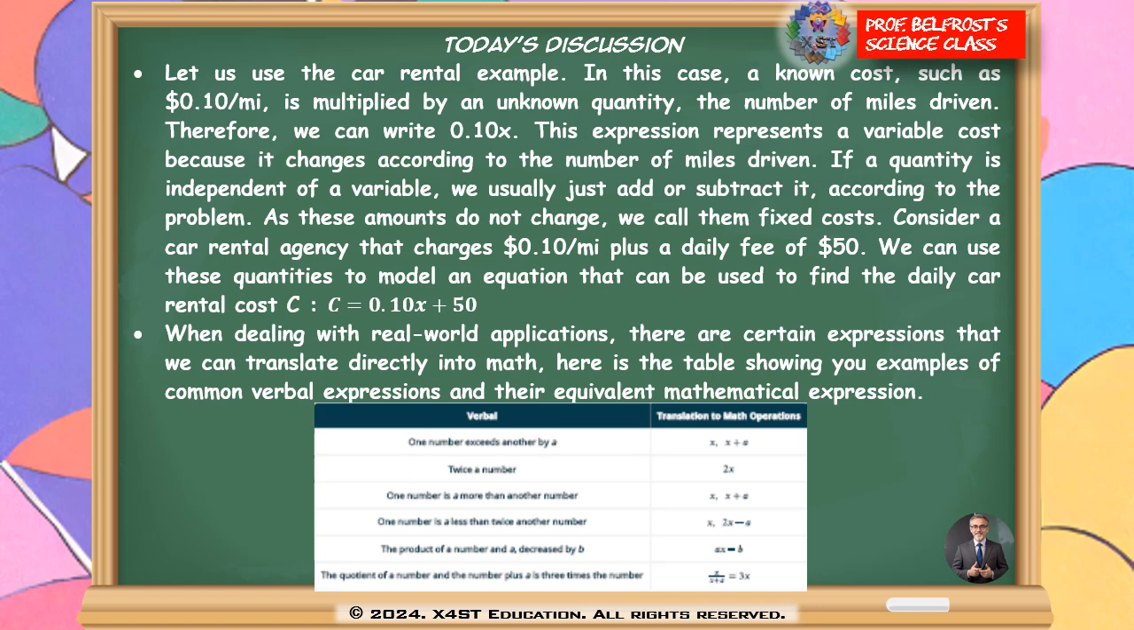If a quantity is independent of a variable, we usually just add or subtract it. This is called a constant. For example, we have to add a daily fee of $50. So we can create a rental cost equation, which is C equals 0.10x plus 50.